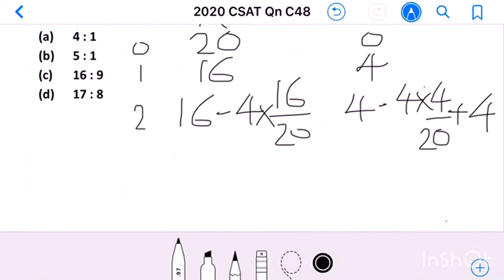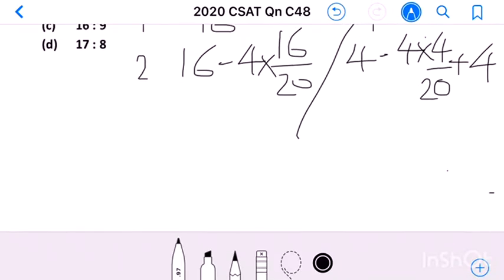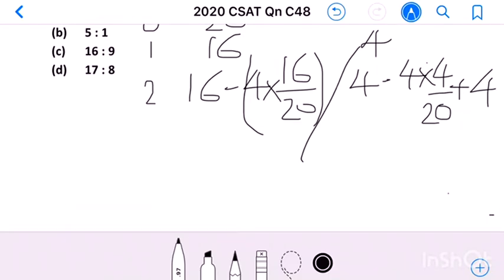Then what is the ratio of liquid A to liquid B? So we have to find the ratio of liquid A to liquid B. Then after simplifying this, we will get the required answer. This is the quantity of liquid A taken out of that mixture. If you are taking 4 liters of this mixture, in that 4 liters, 4 into 16 by 20 will be the liquid A, and 4 into 4 by 20 will be the liquid B.